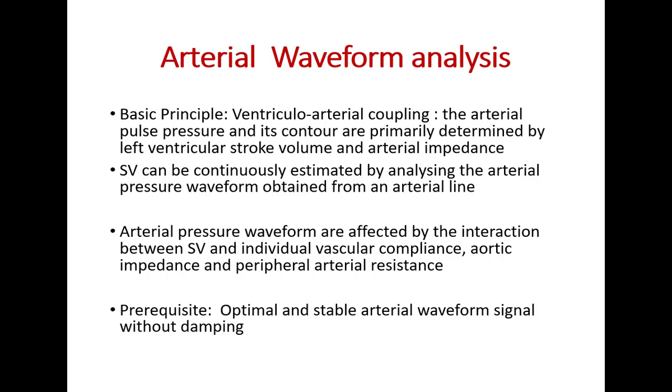and its contour. And hence the stroke volume can be continuously estimated by analyzing the arterial pressure waveform obtained from an arterial line. These waveforms are affected by interaction between the stroke volume and individual vascular compliance, with the aortic impedance and the peripheral arterial resistance. Obviously the prerequisite for any arterial analysis is a stable waveform. You cannot have a damped waveform or an underdamped waveform, or a lot of ectopics. So all those things are a total no for analyzing an arterial waveform.